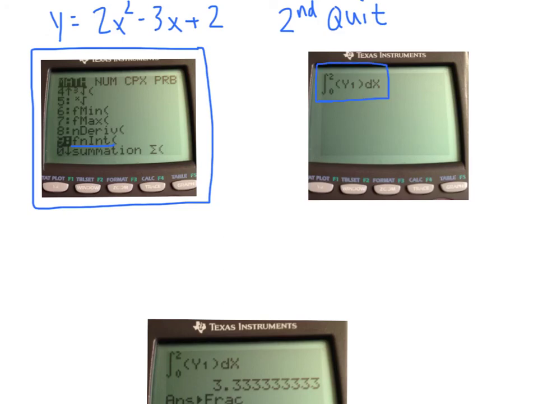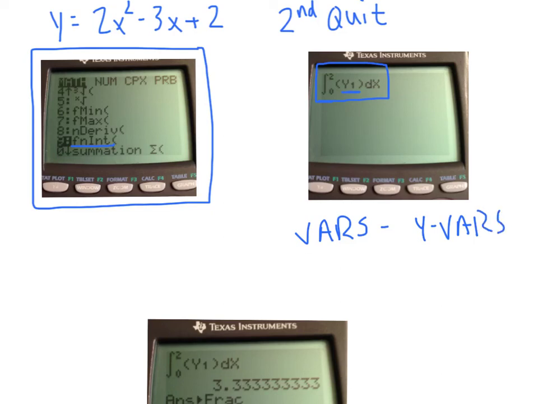You're going to fill in a lower bound of 0. Then if you hit your right arrow, I believe it takes you right up to your upper bound. You can type in the 2. Now you'll notice I've got my y1 there. You actually could type in the 2x squared minus 3x plus 2, but what I did is I hit the vars button, which is right underneath the down arrow, and then after I hit the vars button, I went over to Y-VARS.